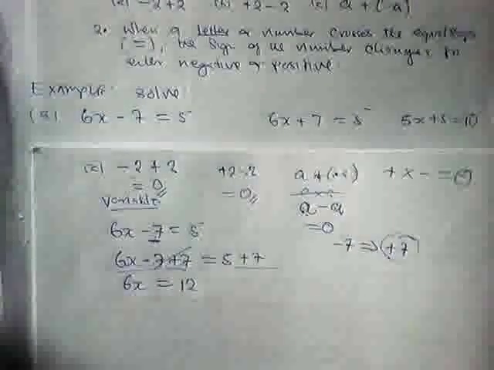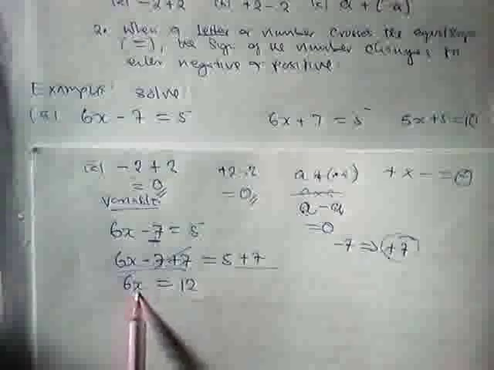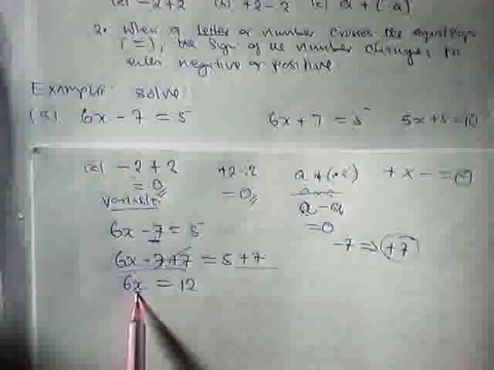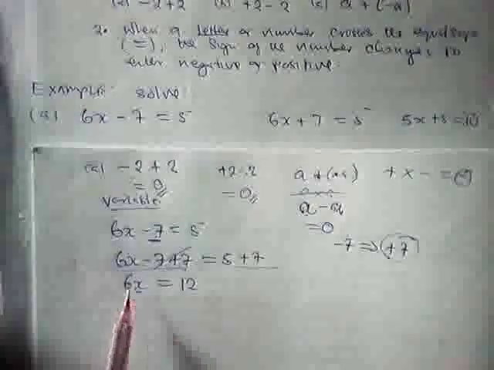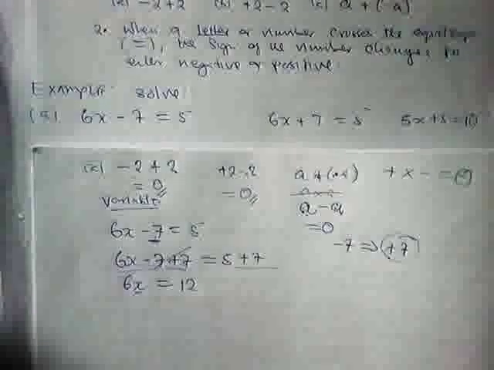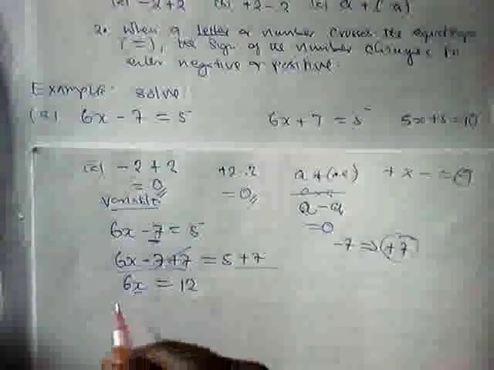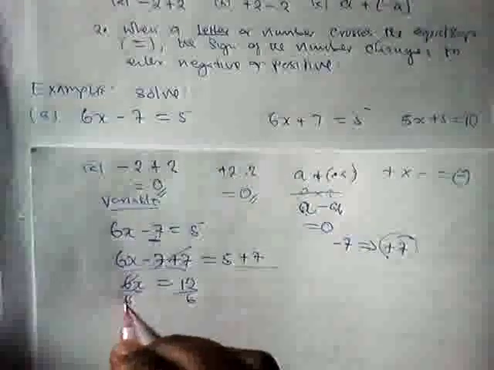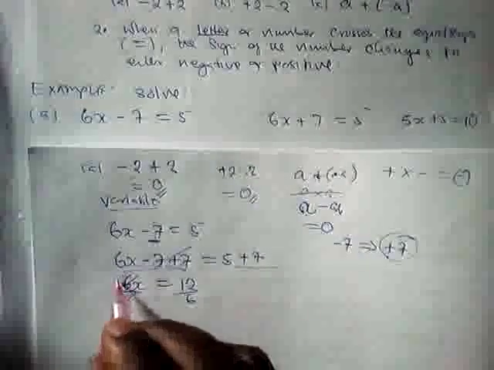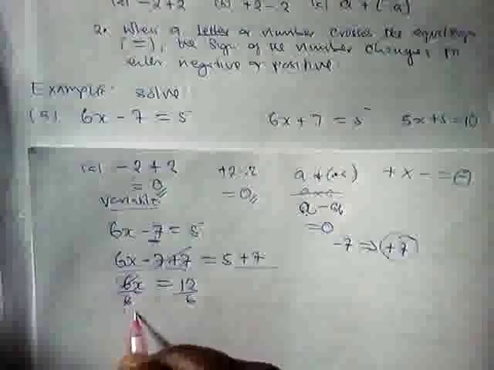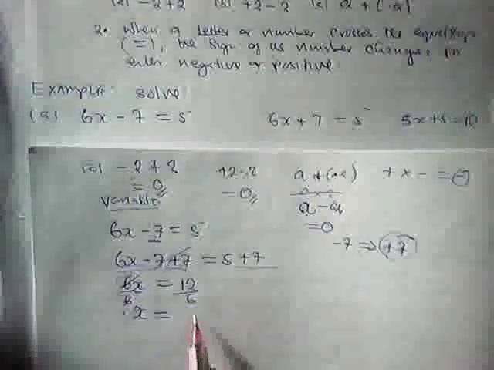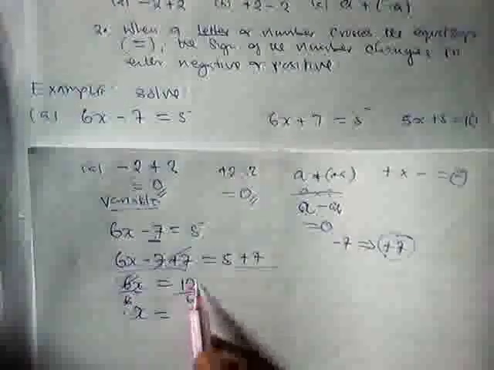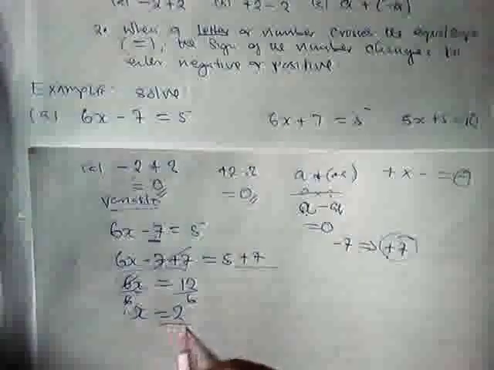So this is not the end. We have to ensure that we leave x alone as the subject, so we have to eliminate this number. This is division of fractions. So we have 6 over 6. You cancel this, 6 there, 6 there, 1. 1 times x is x. So x is equal to, how many times can 6 go into 12? That is 2 times. So this is true.